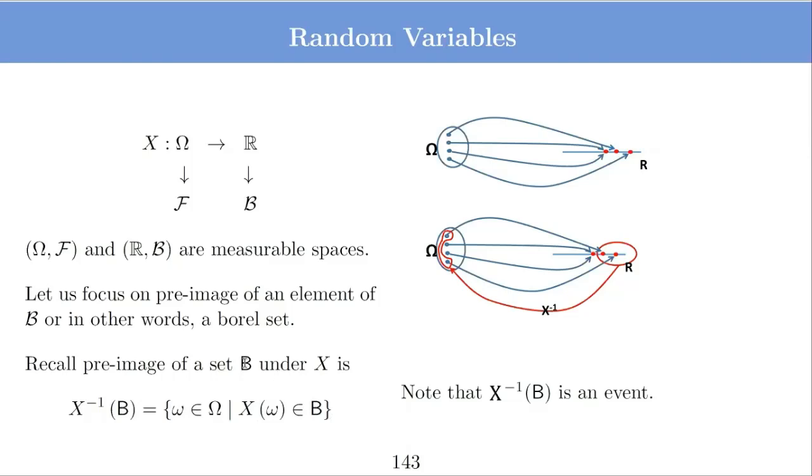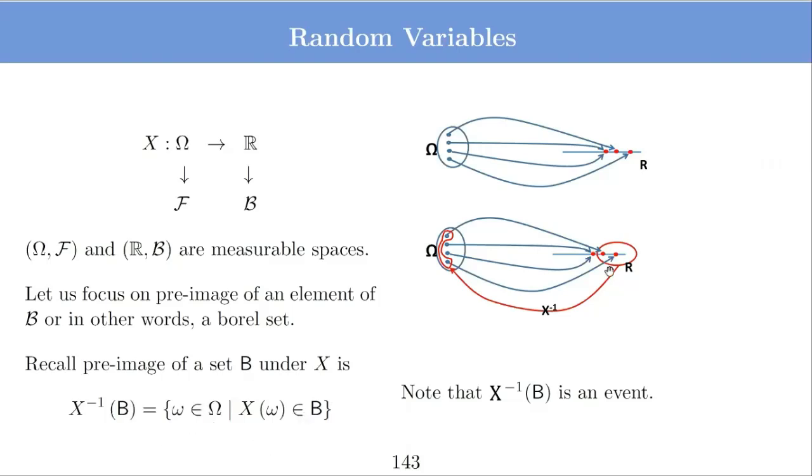So if you are given a B which is made from some elements, you try to find all elements which map to one of these elements in B, and you collect all those elements, and that will be your pre-image. So formally, the pre-image is made from all omega such that X of omega is in B. Some elements of B can be left out, that is fine. But there should not be any element which maps to an element in B but is still left out. So you have to include all the outcomes.